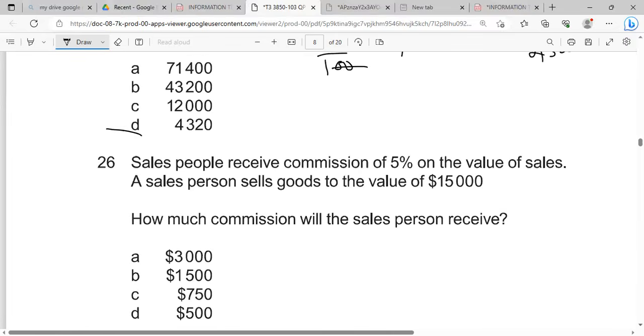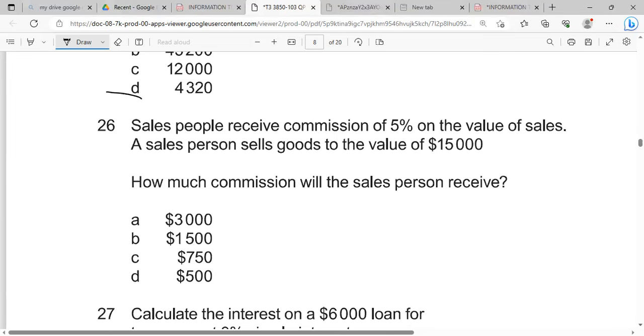A salesperson receives commission of 5% on the value of sales. A salesperson sells goods valued at $15,000. How much commission will the salesperson receive? Now, commission means whatever you sell, you get a percentage of that. But in this case, it's only 5%. So for every $100, you get $5. That's what it actually means.